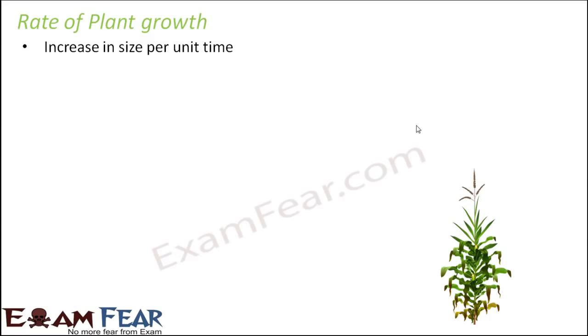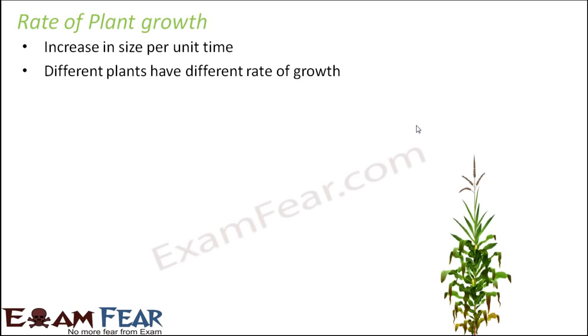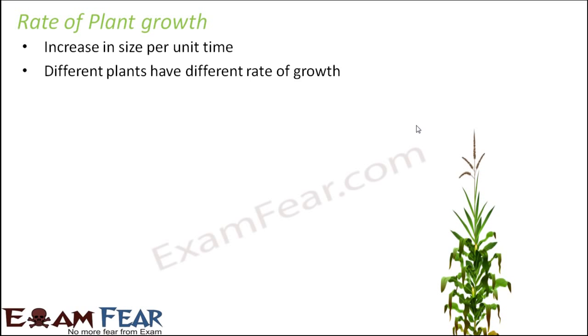Now why are we discussing this? I told you before that growth is something which is measurable. So now we are trying to see how well we can measure growth. And in order to measure it well, we need to know the speed of growth, how fast it is growing. Now different plants have different rates of growth. Some plants grow really fast, whereas some other plants take a lot of time to grow.